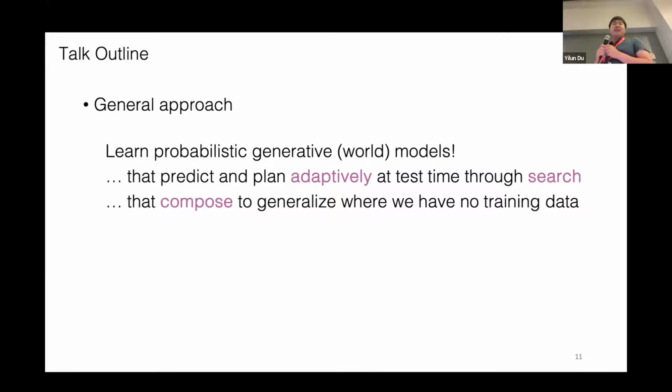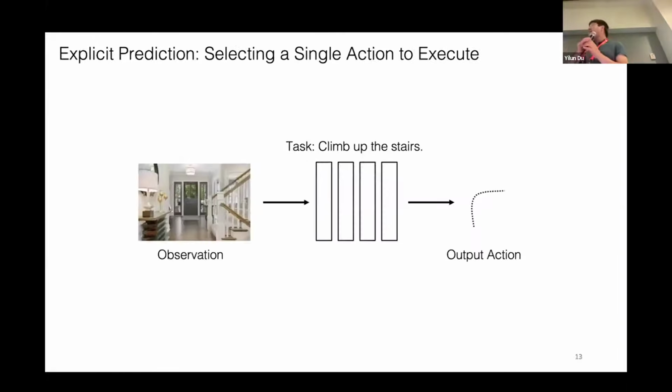First, I'll talk about how you can use this world model to predict and plan adaptively for new objectives at test time. Then I'll talk about how we can construct them in a structured way so that we can generalize to areas where we don't have any training data. I'll talk about a particular instantiation of probabilistic generative world models, but there are other ways to instantiate these. Let me give an example.